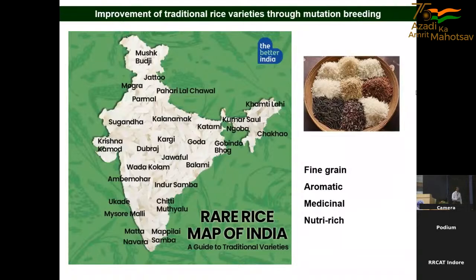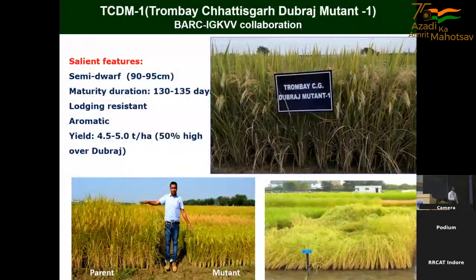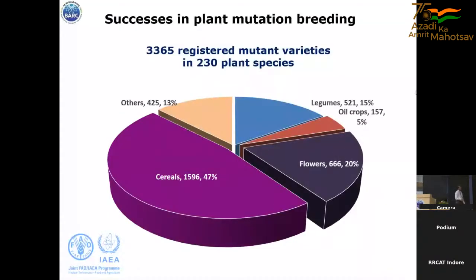So now what we are doing is that, through mutation breeding, we are trying to improve those traditional varieties which are having unique characters, and we are having a collaboration with Chhattisgarh IGKV Raipur, and this is one example. You see, this is the Dubraj rice normally grown in the field, it will be lodging like this, and through mutation breeding we have developed a dwarf mutant which will not lodge, and now the farmers are growing this particular variety.